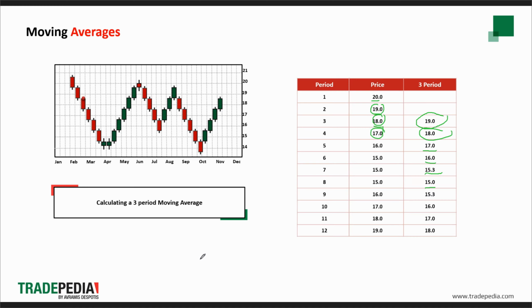If you are looking for a 3-day moving average, just take the past 3 days and divide by 3. And if you plot these points on the graph, you can see how the average basically follows price. Give me a moment. I think there's something wrong with my slides.